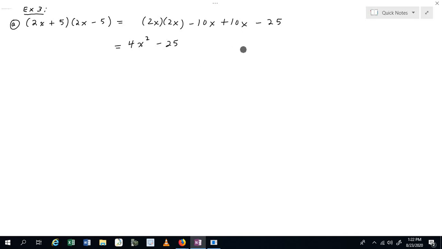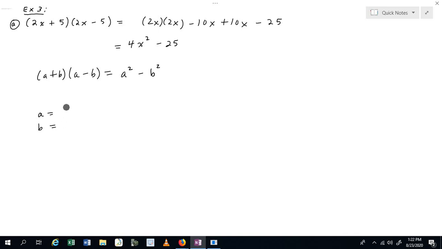Now this really is the difference of squares. You can write this using the special case formula. This would be a squared minus b squared. Now again, I'm not necessarily a big proponent of memorizing this. I would simply FOIL this out. But let's just see if this formula would work.